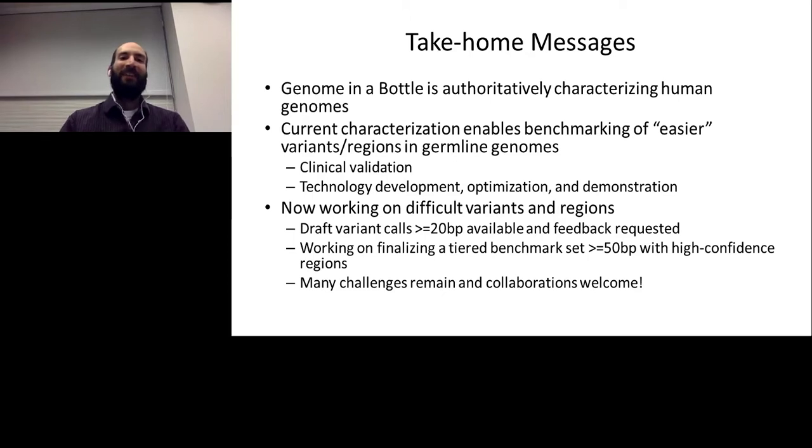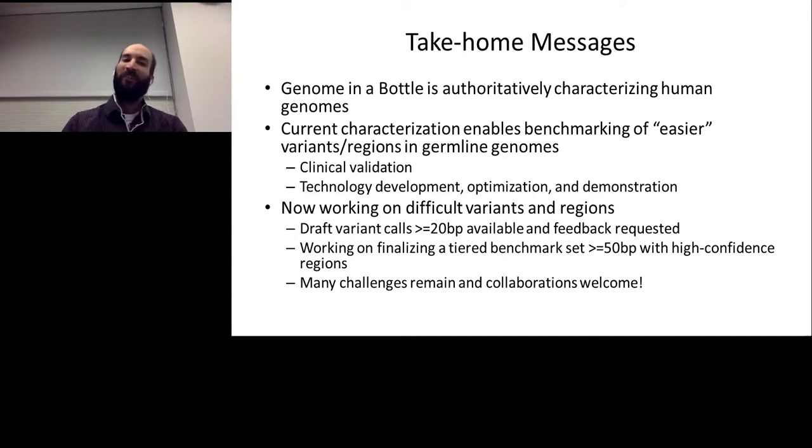So the main things that I'll be talking about today that I'd like you to get out of this is that Genome in a Bottle's mission is to authoritatively characterize human genomes. And our current characterization of the genome enables benchmarking of easier variants and regions, like small variants and mostly non-repetitive regions in germline genomes. And this has really been used widely in clinical validation and in technology development and optimization and demonstration. But it still leaves out a lot of the more challenging variants and regions of the genome. And so we are now working on more difficult variants and difficult regions.